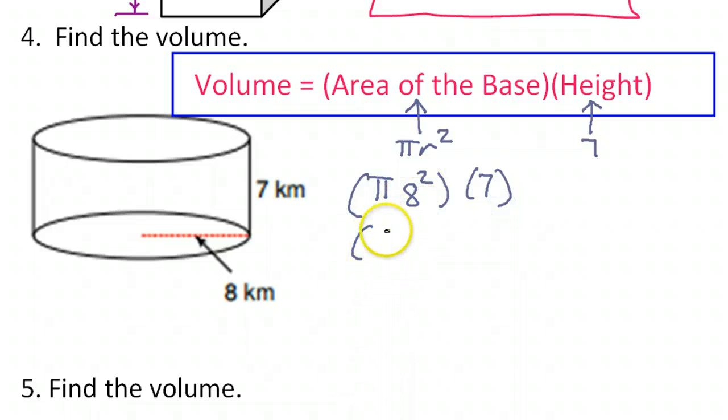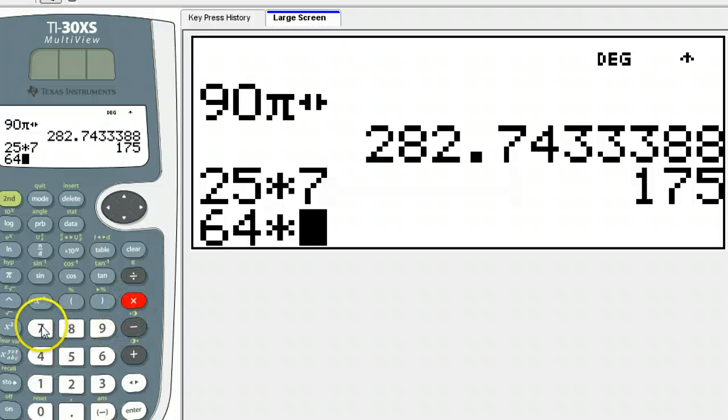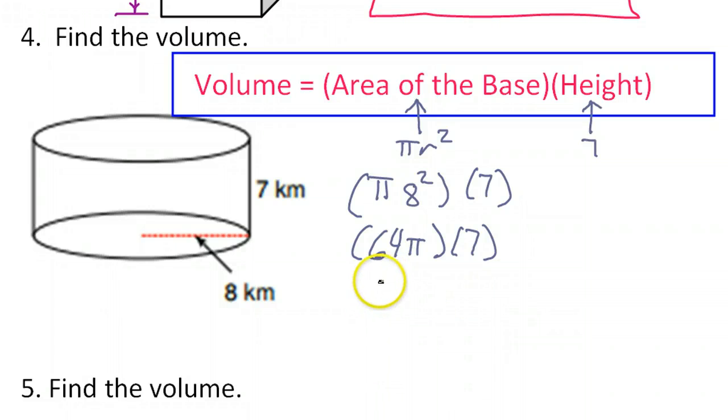So that 8 squared is 64, so that'll be 64 pi times 7. So it's just a matter of what's 64 times 7. That's 448. So that will give us 448. Don't forget the pi. And the units, these are kilometers, so this is a huge cylinder. But anyway, this will be a volume of 448 pi kilometers cubed, cubic kilometers.